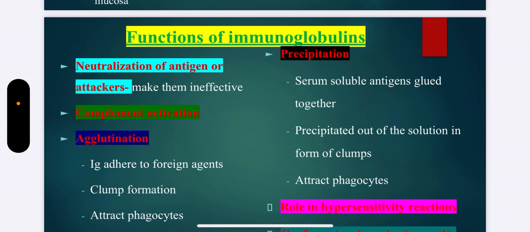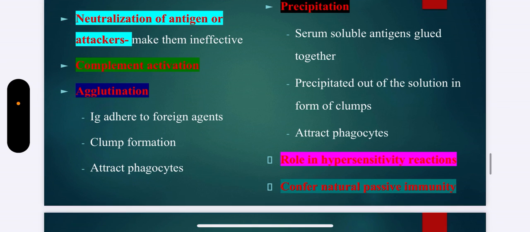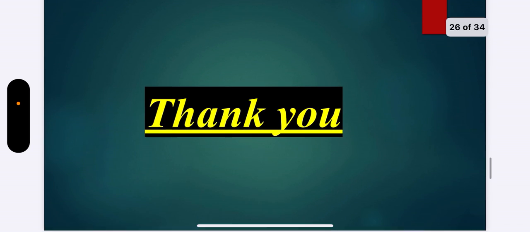They confer natural passive immunity also, and they have a role in hypersensitivity reactions, especially IgG and IgM, which are involved in type 2 and type 3 hypersensitivity reactions, and IgE is involved in type 1 hypersensitivity reaction.